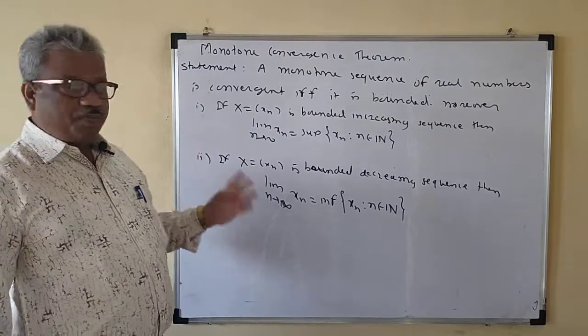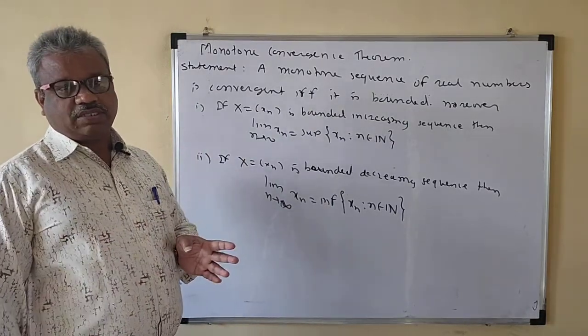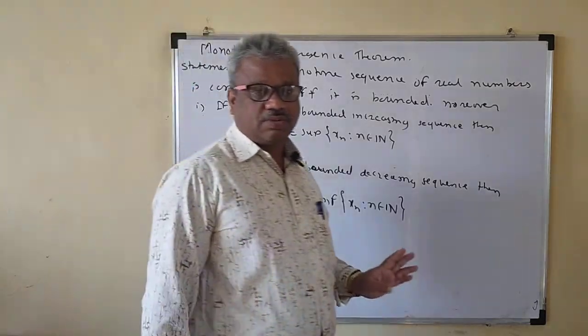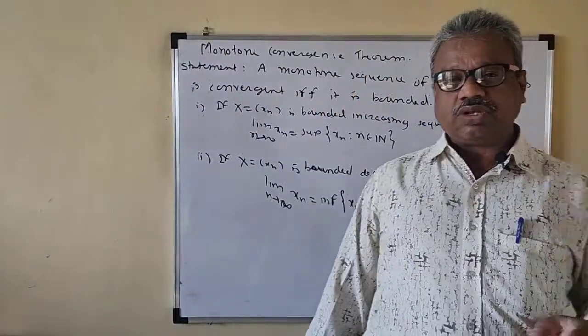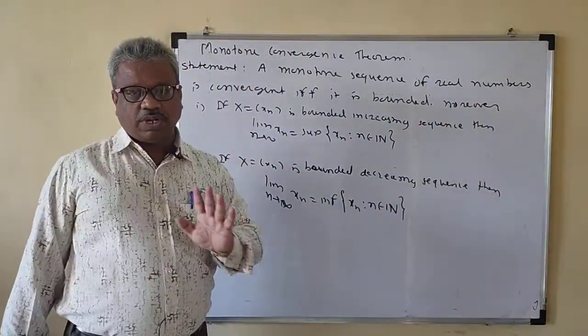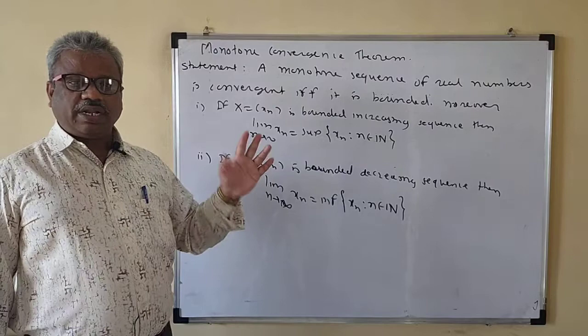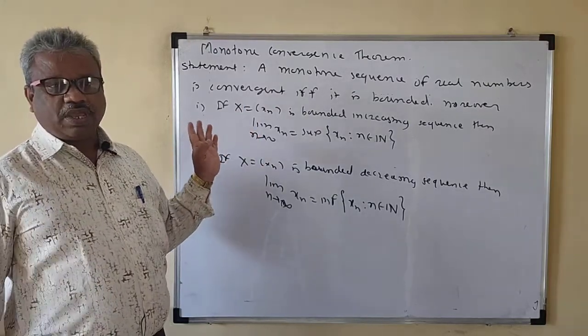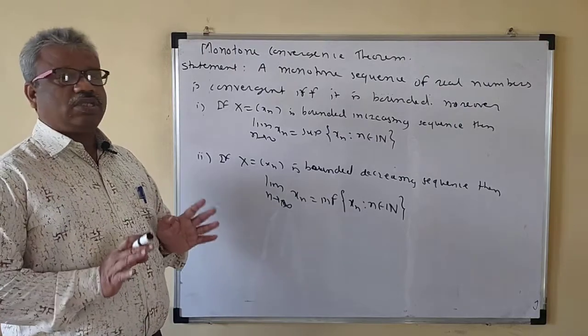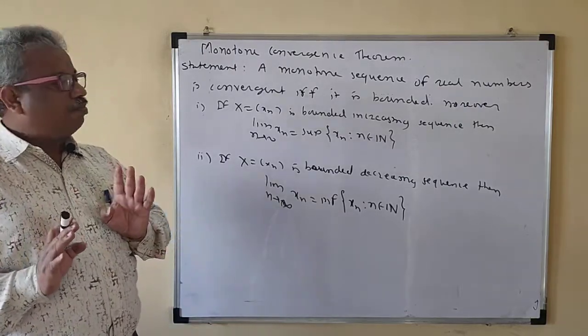So if we have a monotone sequence, show that it is a bounded sequence. If you want to discuss the convergence or divergence of a monotone sequence, just show that it is bounded. If you prove it is bounded, then the sequence will be convergent.